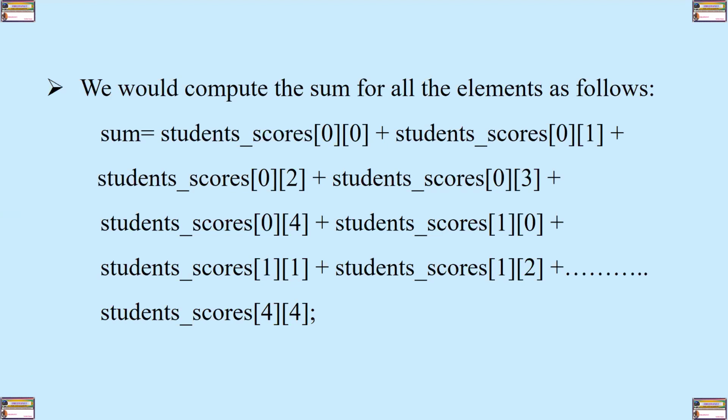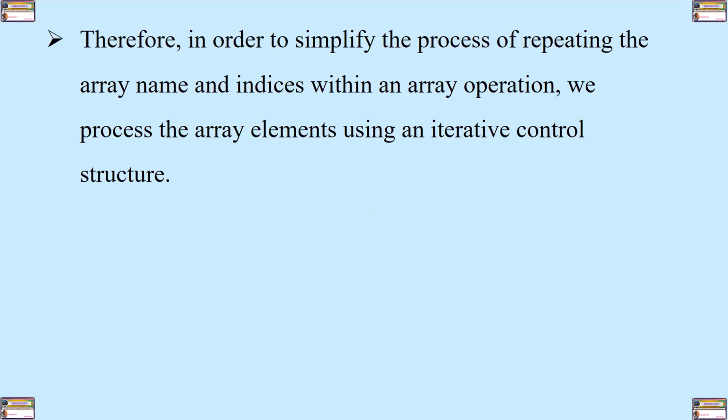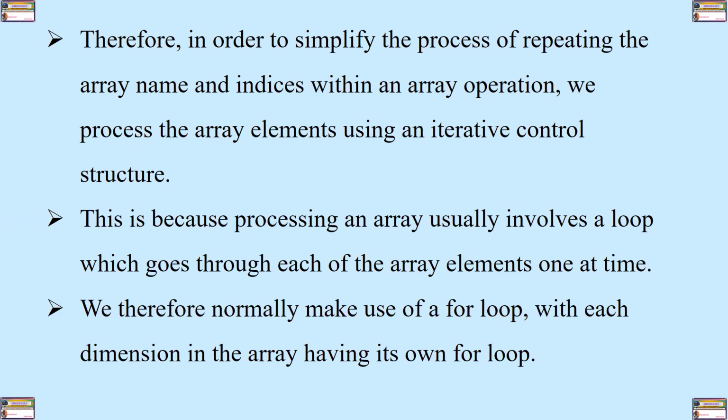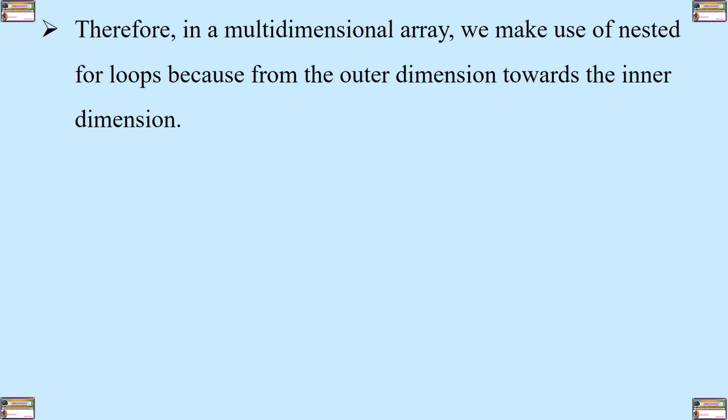Isn't it tedious, my dear students and the rest of the learners? Yes, it is tedious. So what are we supposed to do to simplify these repetitions? In order to simplify the process of repeating array name and indices within an array operation, we just need to process that array using an iterative control structure. This is because processing an array usually involves a loop which goes through each of the array elements one at a time. So we normally make use of a for loop, with each dimension in the array having its own loop. Therefore, in a multidimensional array, we make use of nested for loops.